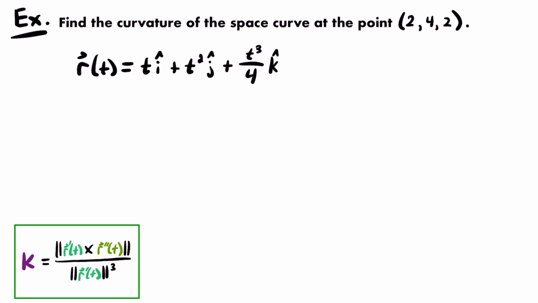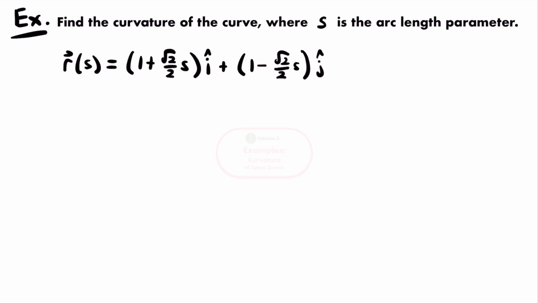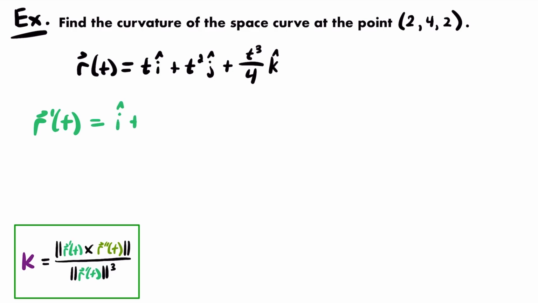To get started, we want to find the first and second derivatives of our vector function. Starting with the first derivative, r prime of t is equal to the derivative of these components. The derivative of t is 1, so we have i, plus the derivative of t squared, which is 2t, multiplied by j, and then for the derivative of t cubed over 4, multiply that 3 down, subtract 1 from the exponent, and we get 3/4 times t squared. Don't forget about that 4 in the denominator. And that is multiplied by k. Now let's find the second derivative. We'll take the derivative again and get r double prime of t equal to 0i, right?